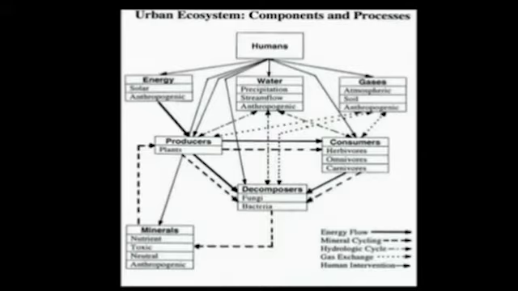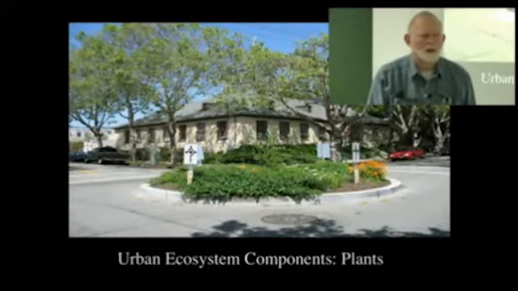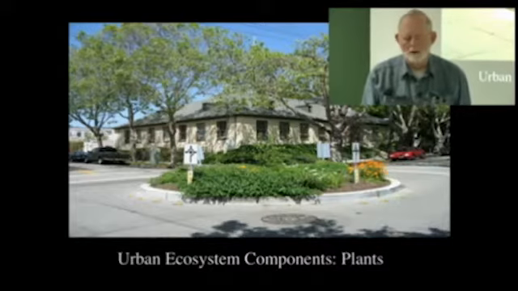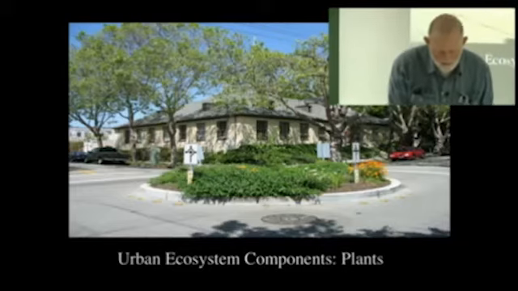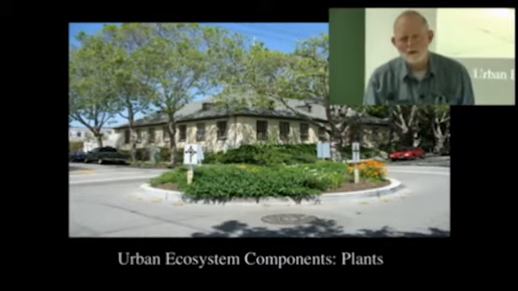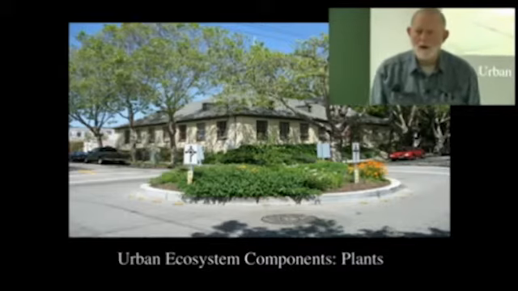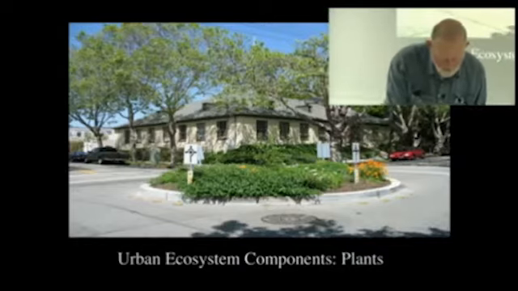One of those components are the plants. We bring plants into the city based on our preference for particular plants, and so we can and have changed the plant biota of an urban area. This is a section of the city of Berkeley in which these traffic circles have recently been introduced with the introduction of quite a few flowering plants for the pleasure of the people who live nearby.